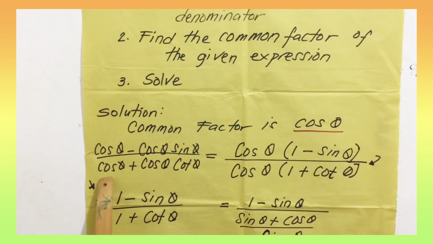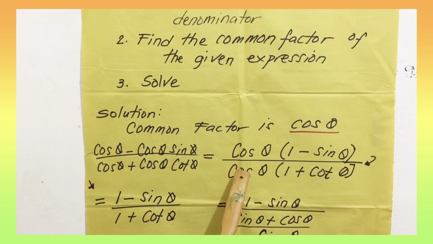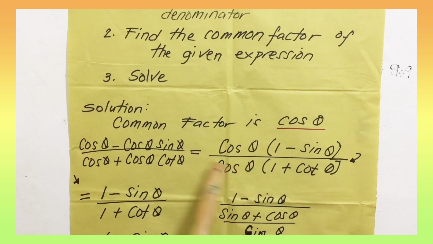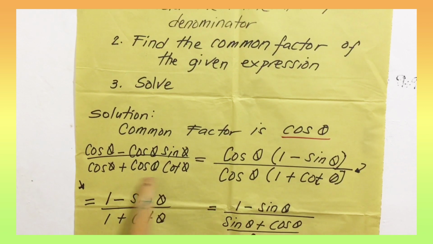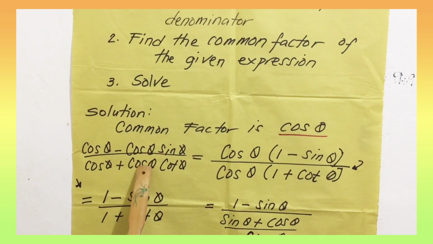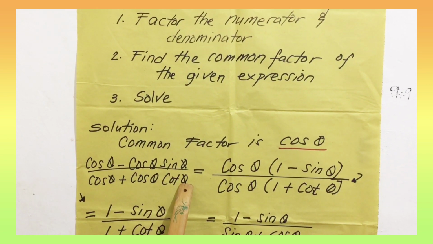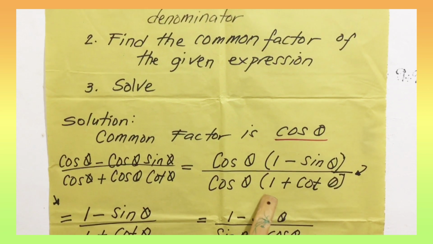For the denominator, we're also going to factor. Our common factor is cos theta. Cos theta divided by cos theta, the answer is 1. Then plus cos theta cotangent theta, we divide by cos theta, cancel, so the remaining is cotangent theta. So this will be our answer, and we will continue.